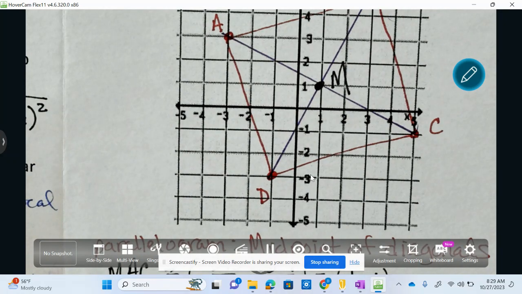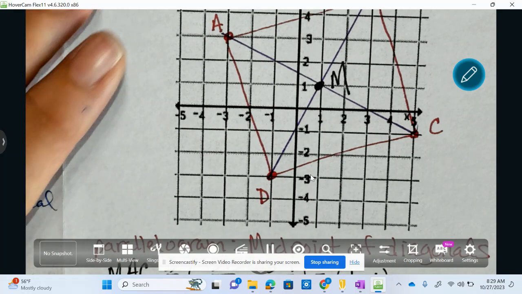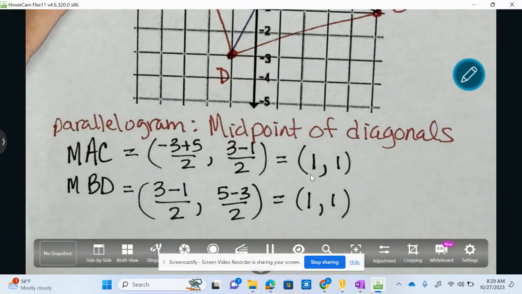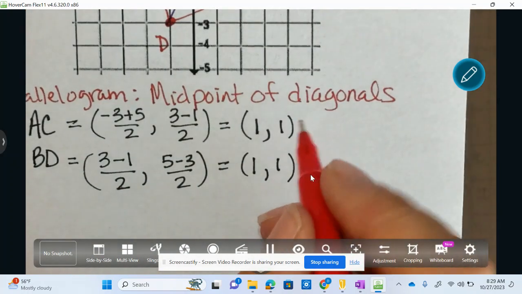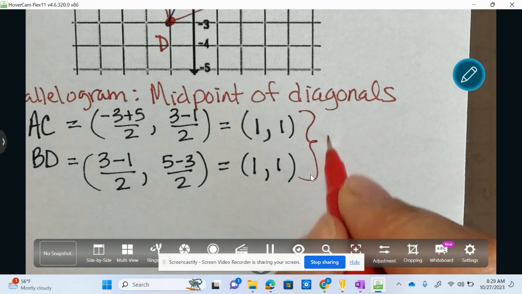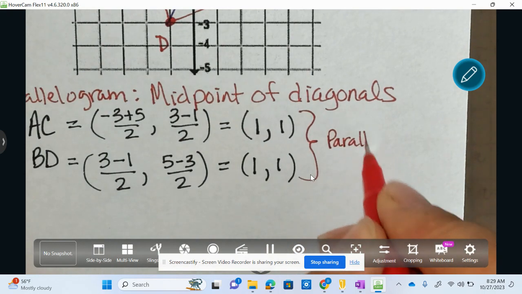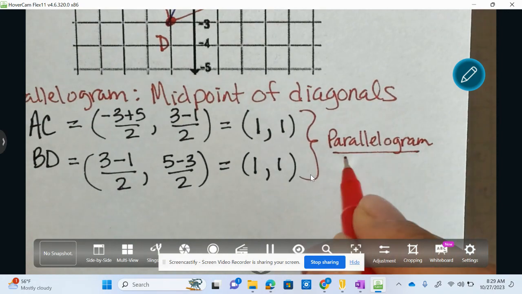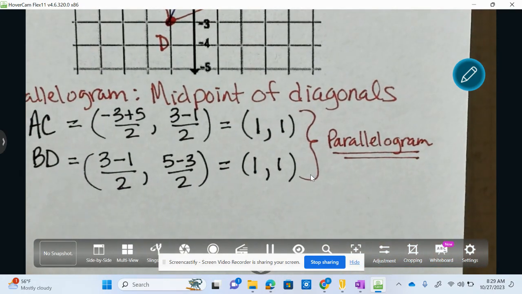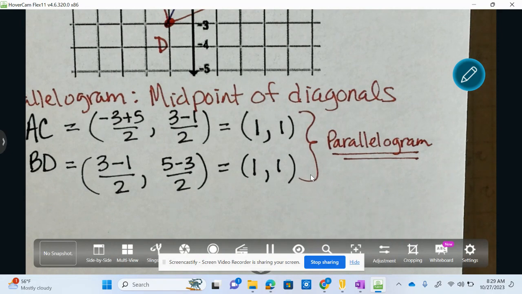So that just means that we know that this shape is a what? It's a parallelogram. So I'm going to write that. I do this little squiggly bracket thing, and I write parallelogram. We have a parallelogram. Okay. All right.